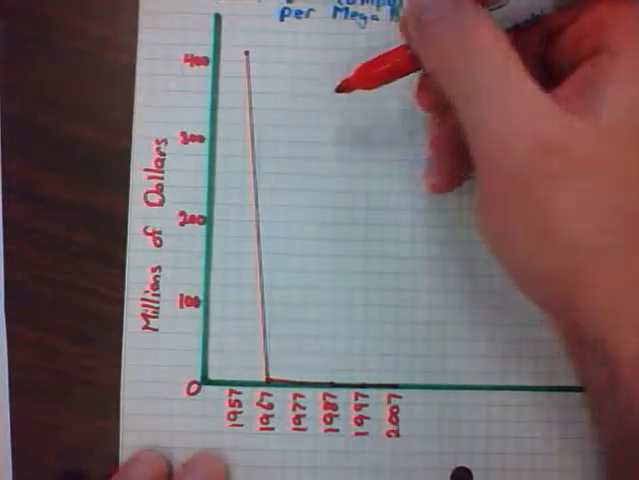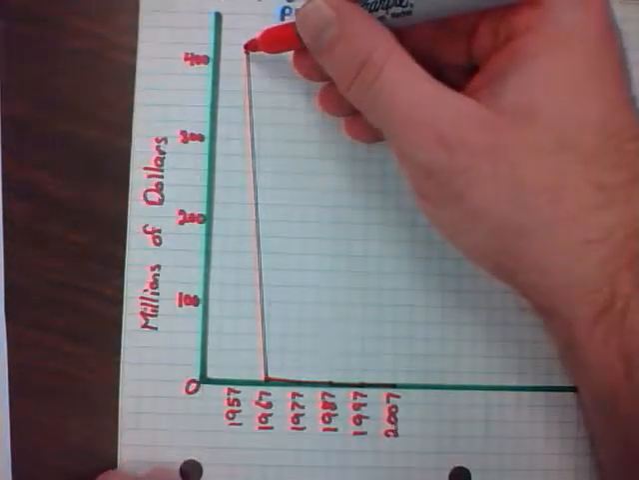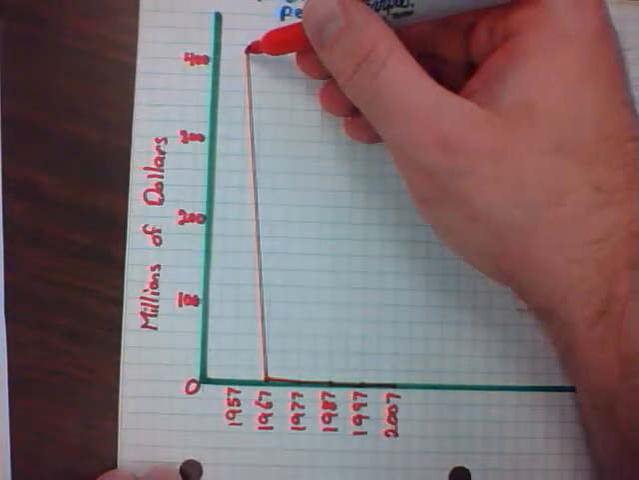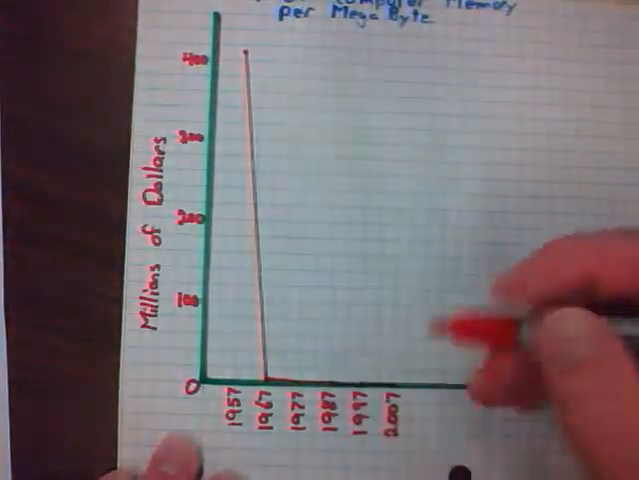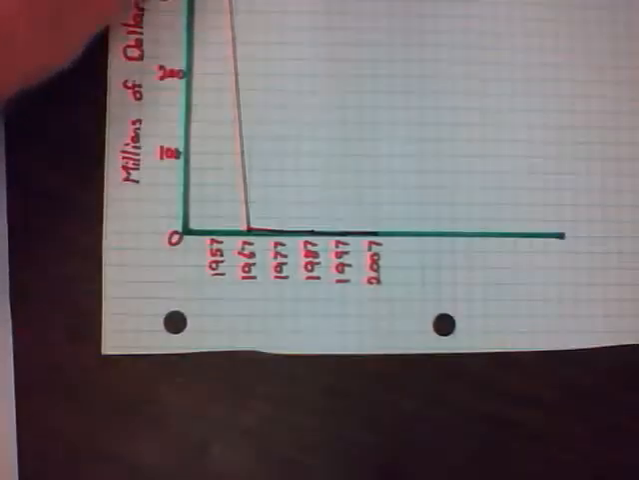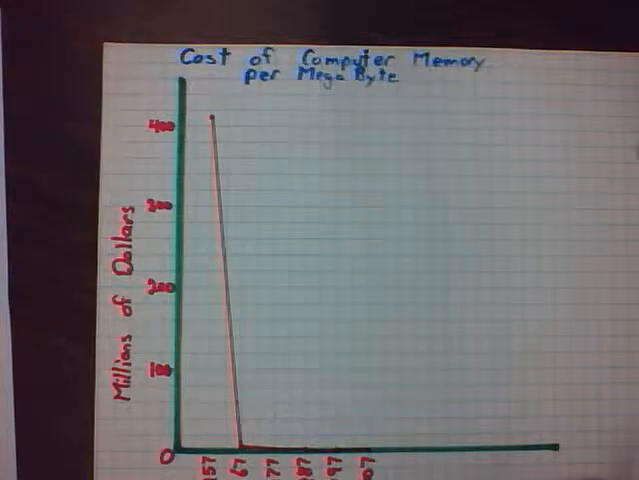But if I really want to demonstrate the enormous change from the $411 million per megabyte all the way down to here, I'd have to make a much bigger graph than what I've got. But this is how to create a broken line graph.